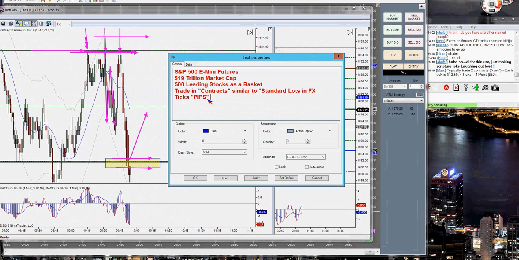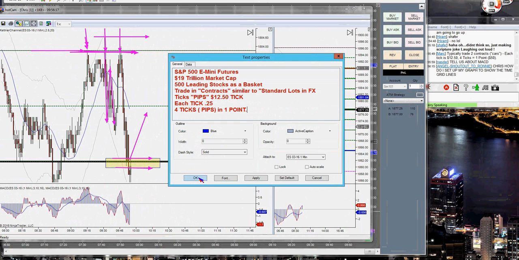And it's a $12.50 tick. Each tick is 0.25 of a movement. Okay, there's 4 ticks or pips. It's the same principle. One point.